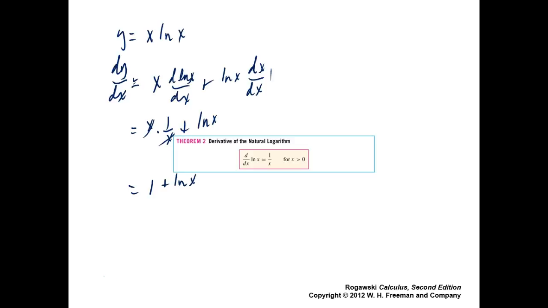Okay? Make sure the book got that. Yes, they did. Good for them. Okay? That uses the product rule. Here's another one. Y is equal to log x squared.